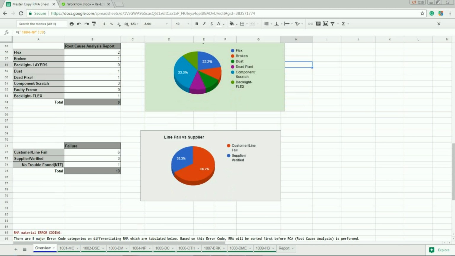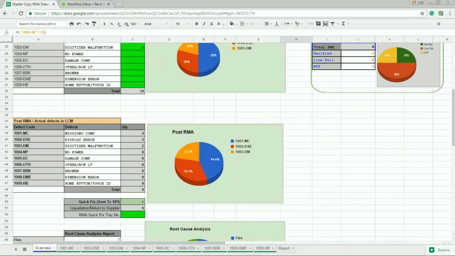Finally, this last graph represents the line fail versus supplier failure, and that gives us the data where we can see, for example, how many line fails we have and how many supplier failures. For this specific RMA, we have 6 line fail, 3 verified and 1 no trouble found. The total count is 10.